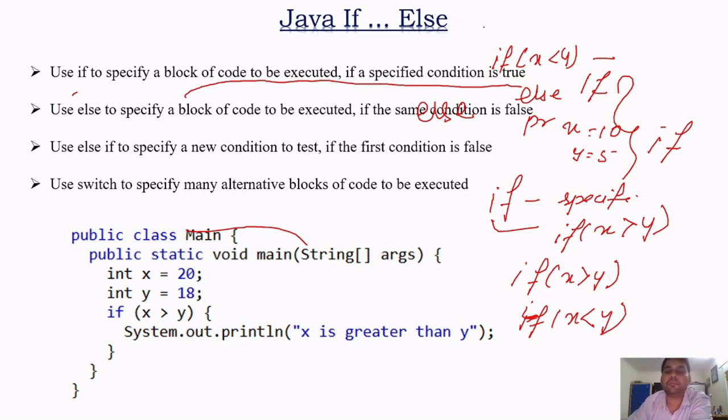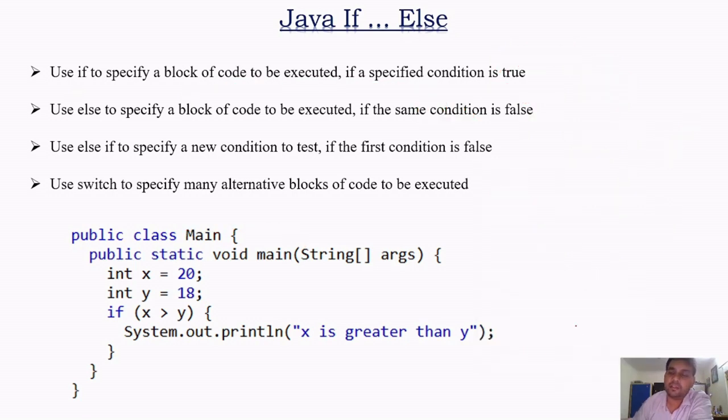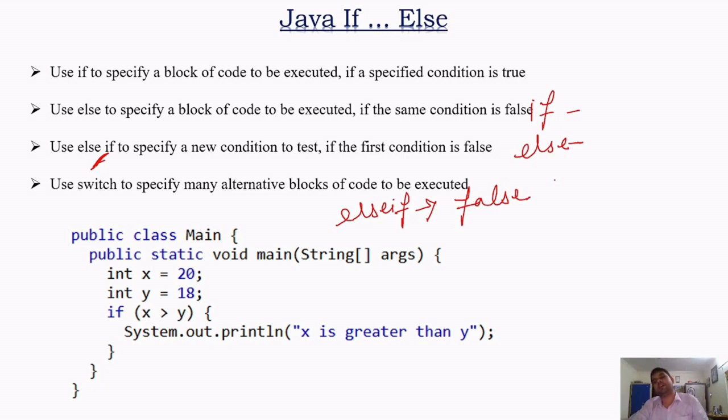If you are having multiple conditions, there you have to use two things: first is if, then second is else. If this condition is true, then print this. Otherwise, the second condition will be given as your output. Then comes else if. I'll show you some examples. When you are using else if, this condition is executed only if the first condition is false. So for else if to be executed, the first condition needs to be false.